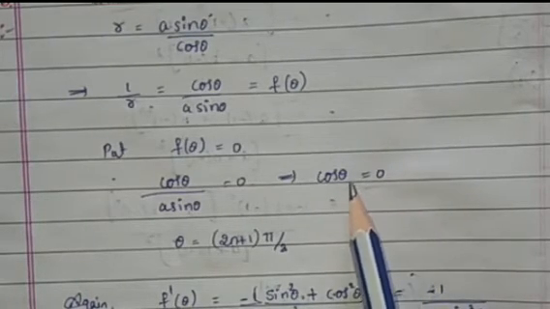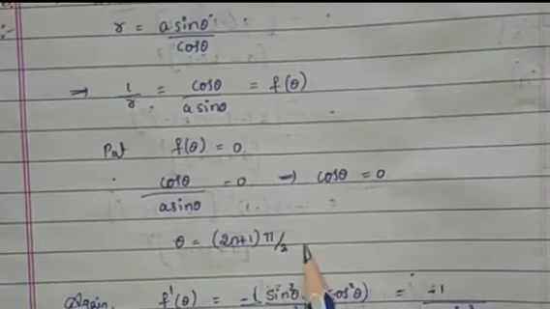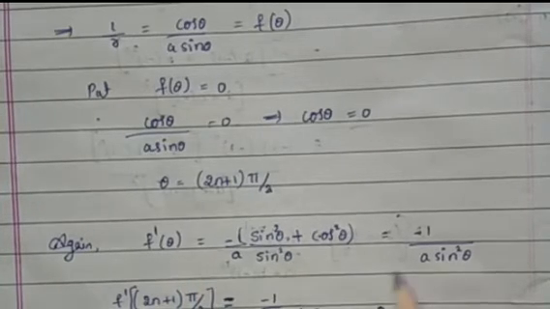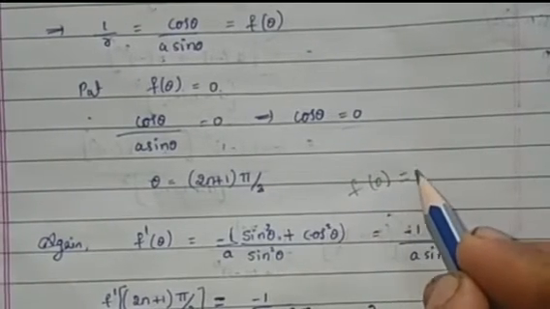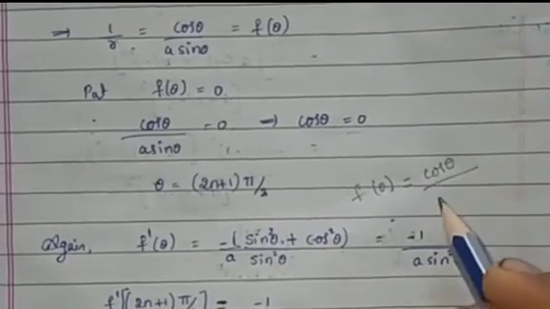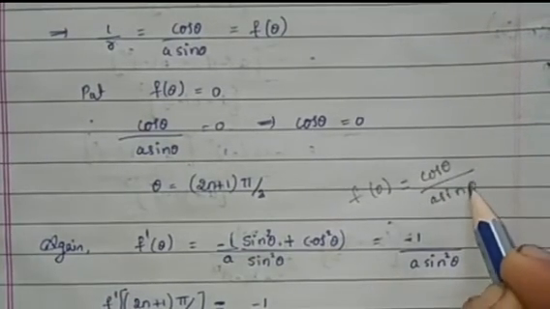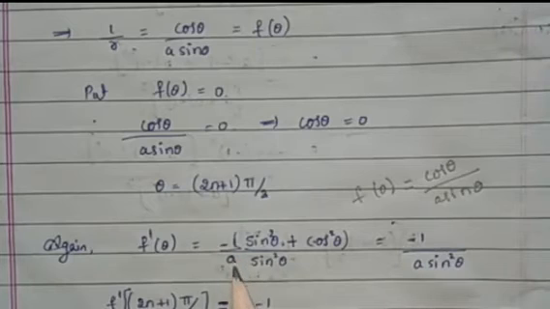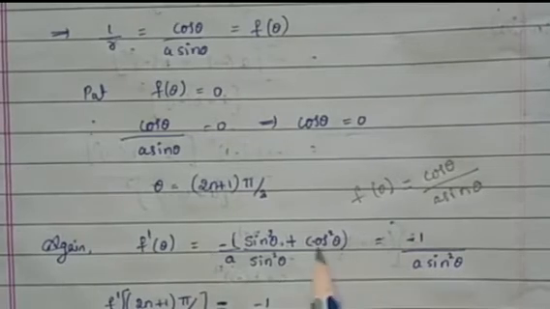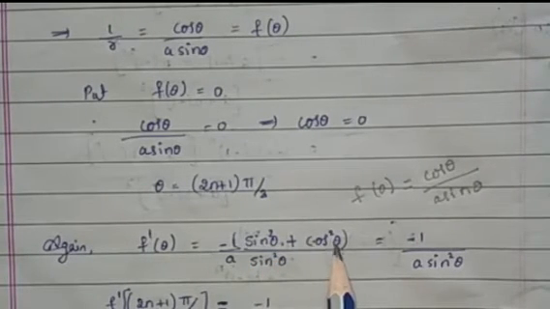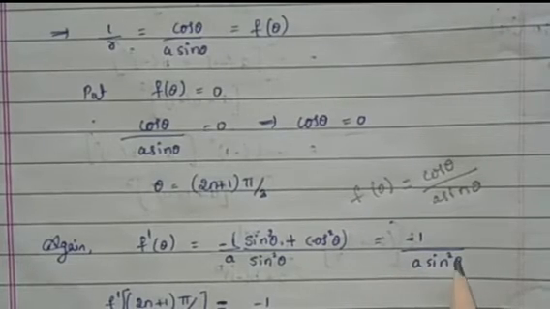What about the theta value? Theta value is (2n plus 1) pi by 2. Again, we find f dash of theta, from f of theta which is equal to cos theta by a sin theta. 1 by a is constant, so write it as it is and apply u by v rule. We get minus of (sin square theta plus cos square theta) by sin square theta, which is equal to minus 1 by a sin square theta.